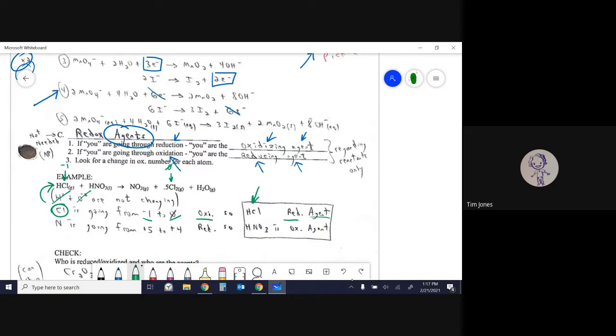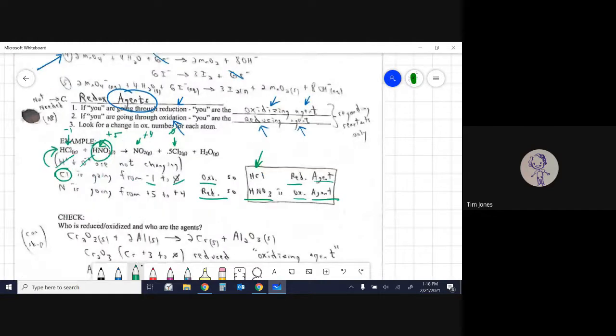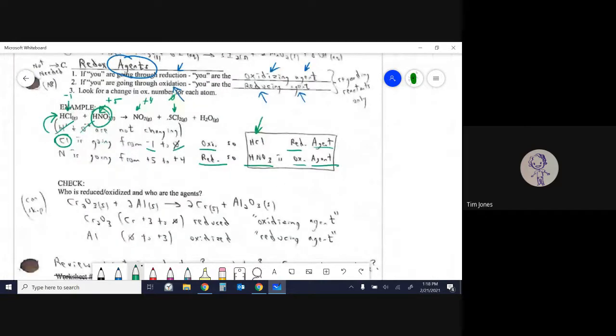The nitrogen here is +5 if you go through the steps, and here is +4. And it is being reduced. So the chemical that the nitrogen is in originally, nitric acid, is the oxidizing agent. So what you do is you figure out what something is undergoing and just say it's the opposite agent. We'll practice that. Here's another one.